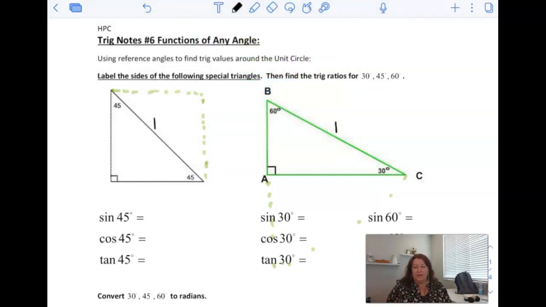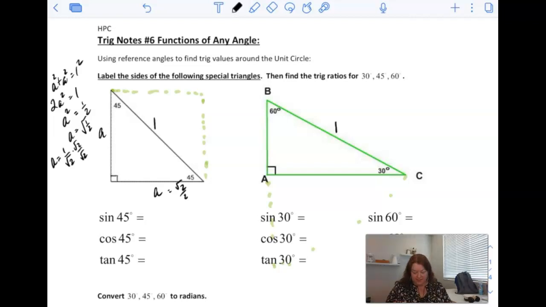Looking at the 45-45, if the hypotenuse is a 1, we know that sides A and B have to be the same amount, so I'm going to call them A and A. Putting them into the Pythagorean theorem, I get a squared plus a squared equals 1 squared. That's 2a squared equals 1, so a squared equals 1/2, and a equals the square root of 1 over 2. That's 1 over the square root of 2, and if I fix it, it turns into square root of 2 over 2. Does that kind of make sense? So this side is also square root of 2 over 2.